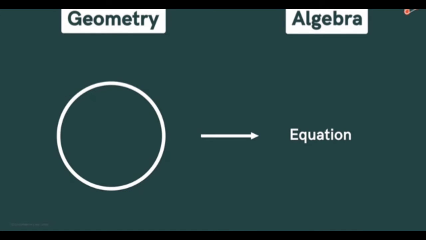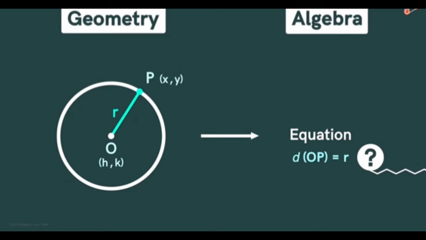So when we make the equation of a circle, there is a center O with point h and k, and P is any point on the circle, which is x and y, and their length is r. So the distance between OP is equal to r. And the question is how we make an equation.